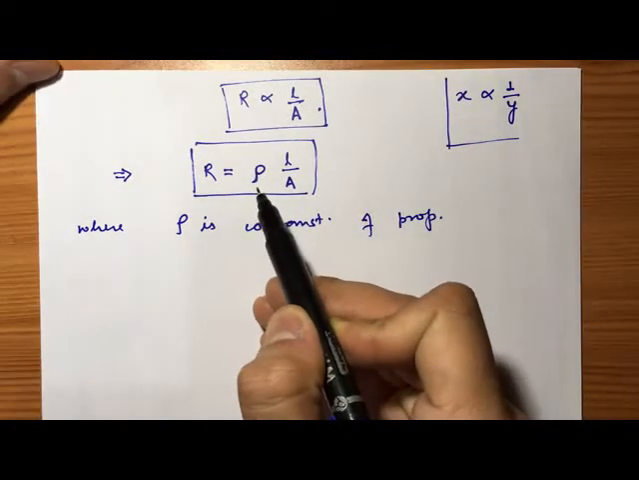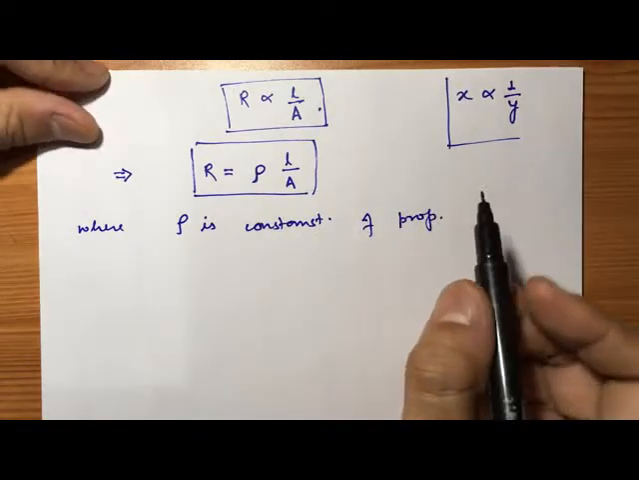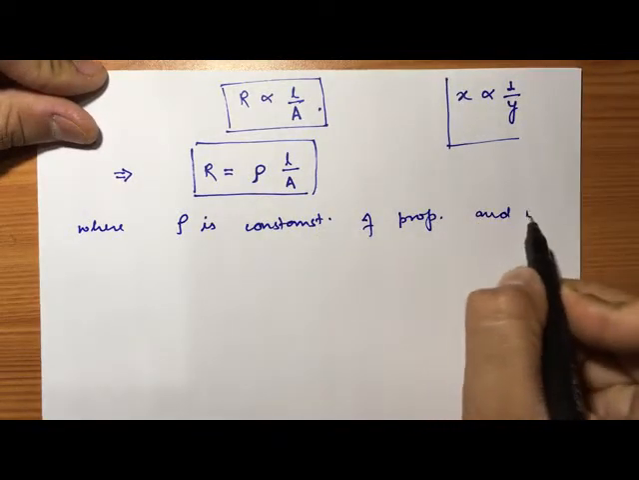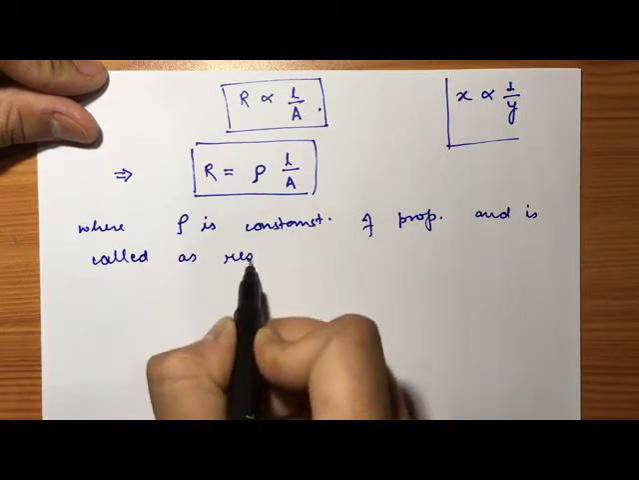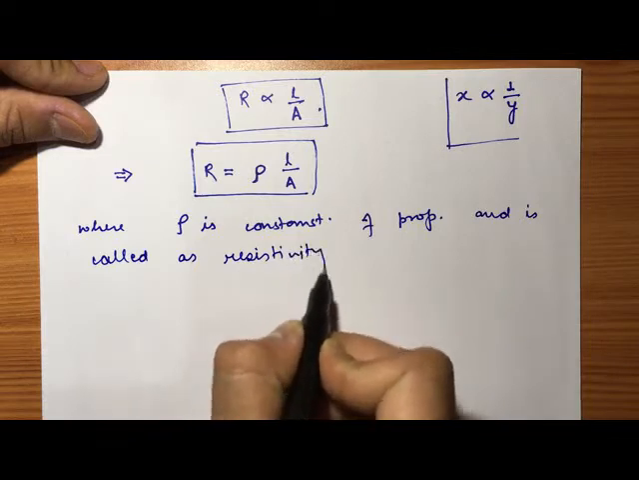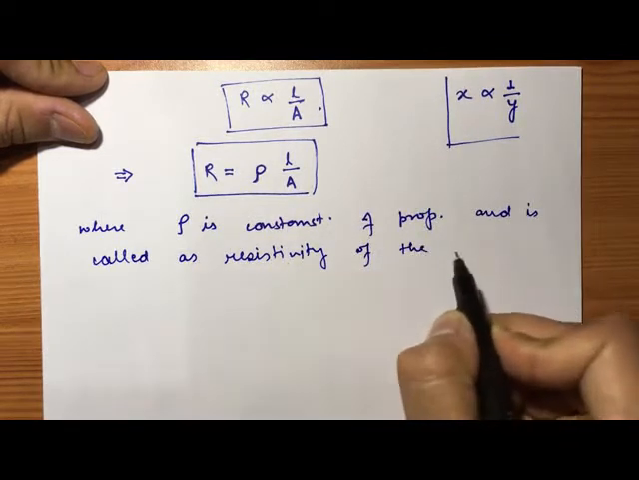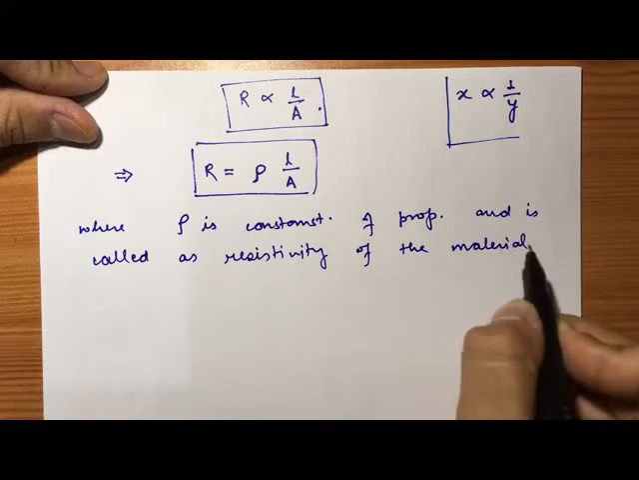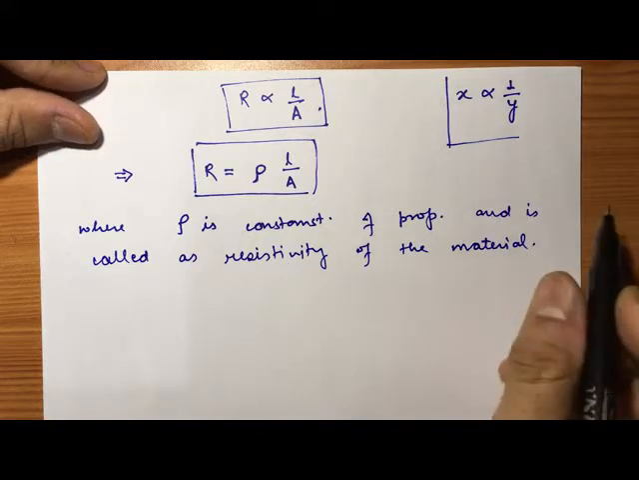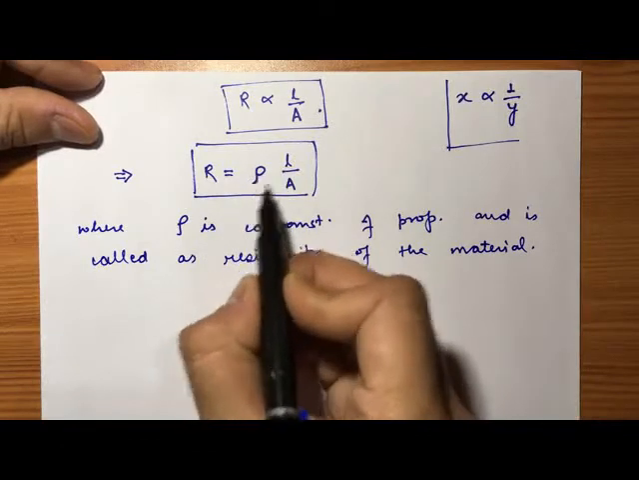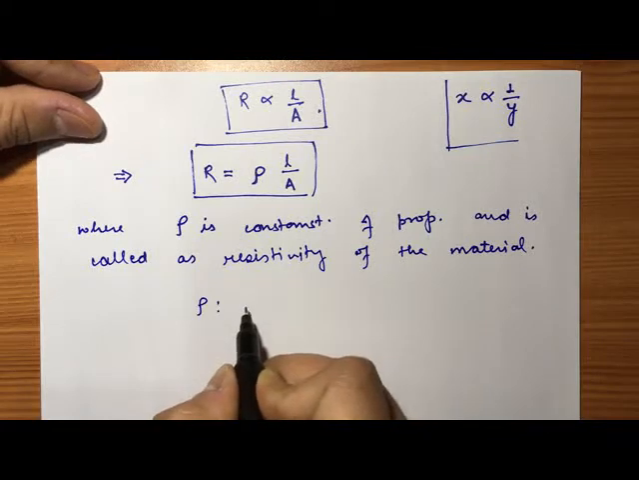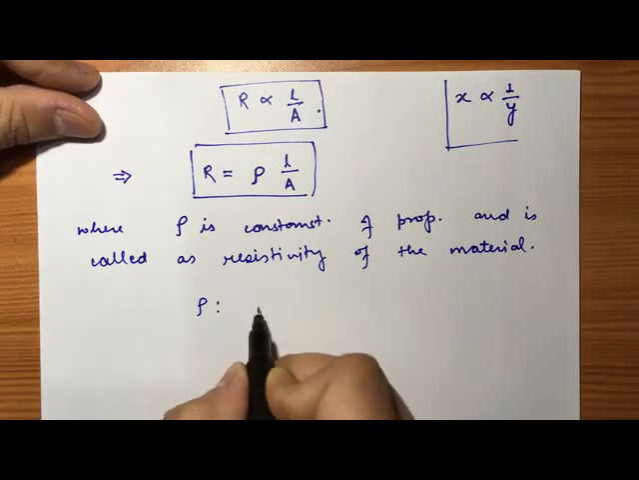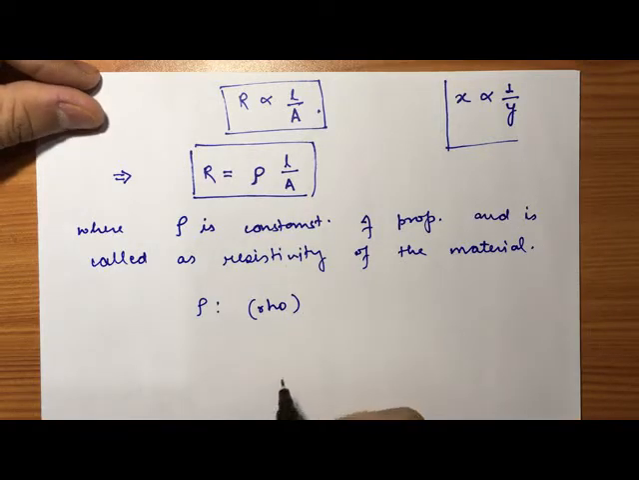This constant is called resistivity, okay, and is called the resistivity of the material. Now I'm going to discuss this notation. This is called rho. This should be read as rho, RHO, okay, and it is a Greek notation.